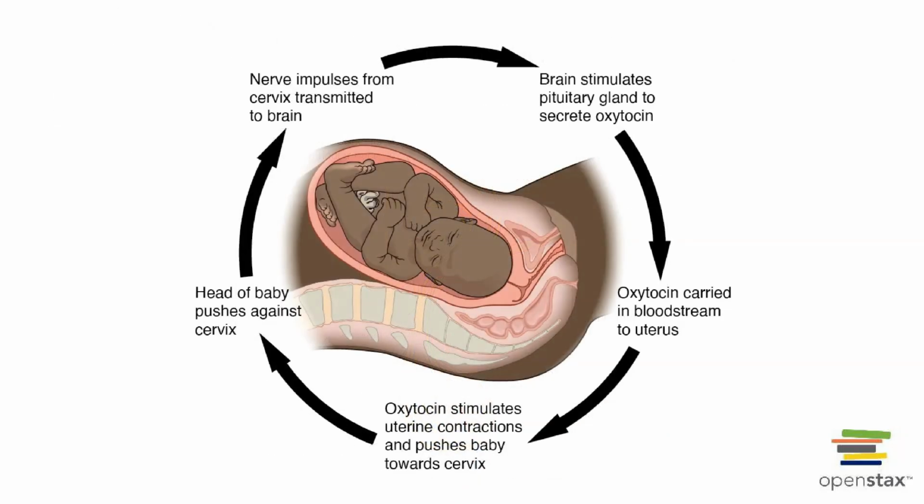Oxytocin causes uterine contractions. Uterine contractions increase cervical stretching. This further stimulates oxytocin release. This process is an example of a positive feedback loop. Because neural activity initiates hormone release, this is classified as a neural stimulus.